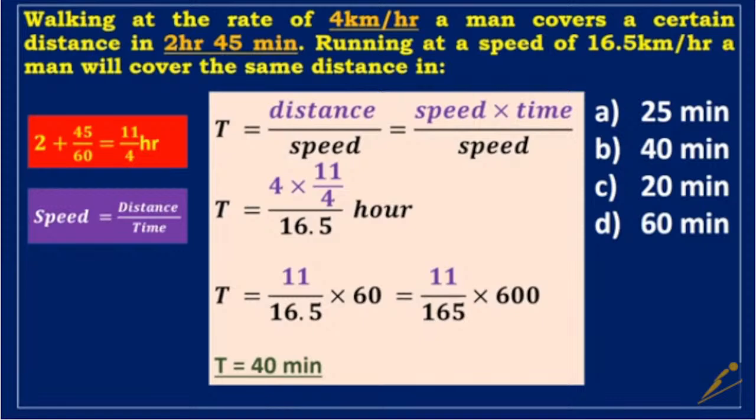We can now use the same formula to calculate how long it would take a man to run the same distance at a speed of 16.5 kilometers per hour. Time is equal to distance divided by speed, which is 11 kilometers by 16.5 kilometers per hour. In order to convert hours to minutes, multiply the result by 60. As a result, the man would cover the same distance in 40 minutes.